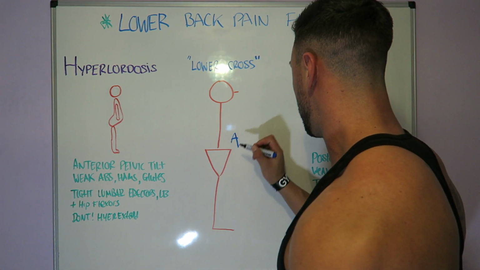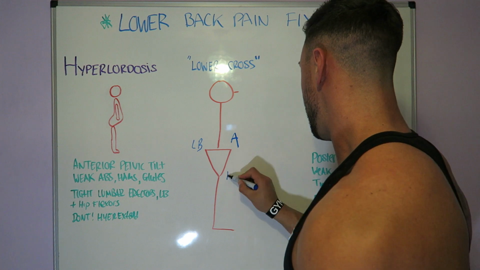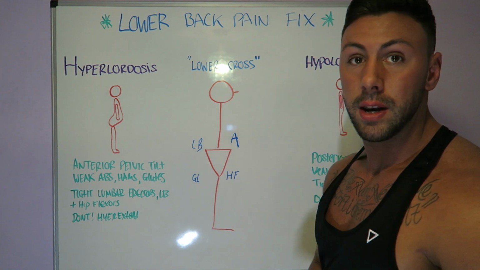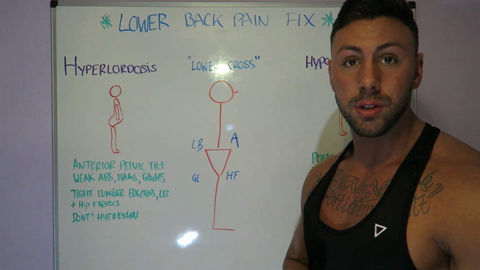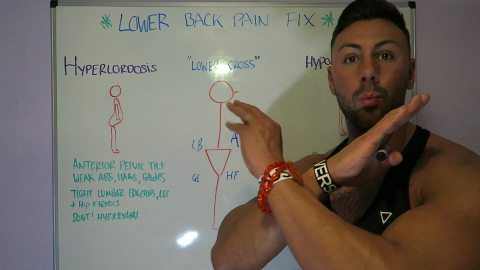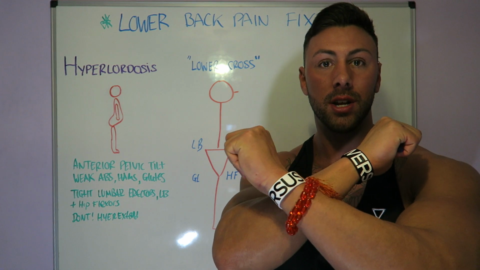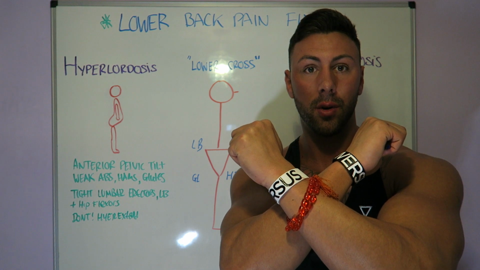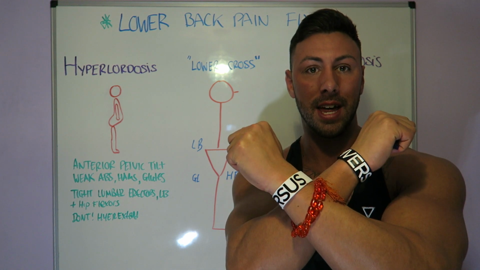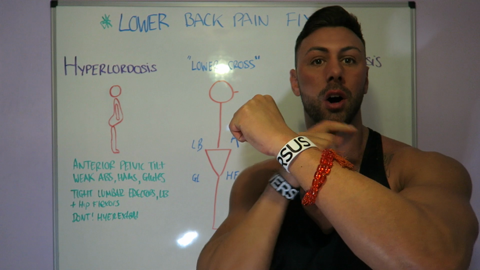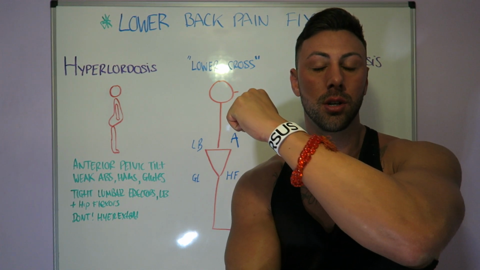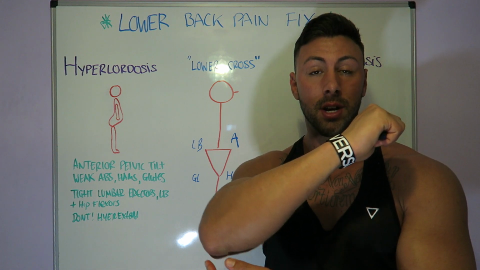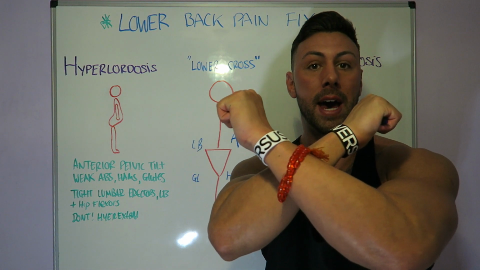So abs here, lower back here, hip flexors here, and glutes here. Now the problem with people with hypolordosis is that they're too strong on one side of the lower cross. Now your muscles cross around your hips and it's called the lower cross. Okay, so the muscles work synergistically together. So the abs are attached through to the glutes, okay? And the lower back is attached straight through to the hip flexors. These muscles work as a pair and as a team.